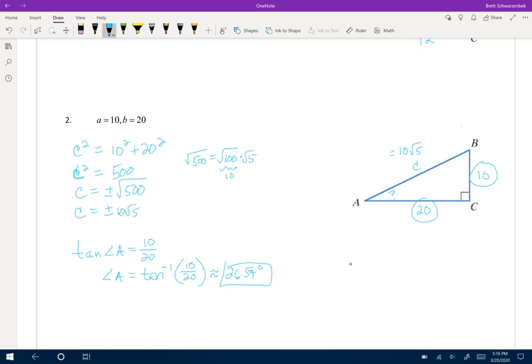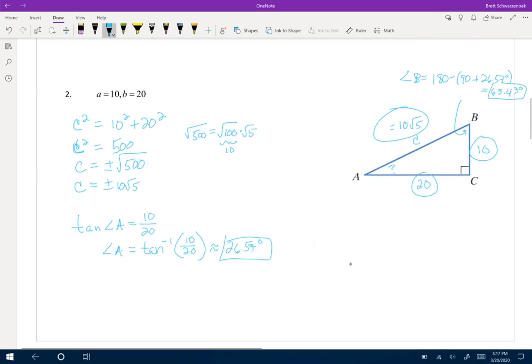Most students would probably tend towards doing 180 minus the sum of 90 and 26.57. This is going to give us 63.43 degrees. You can always check that using trigonometry. You could do the tangent inverse of 20 over 10, which is the opposite of the other one, and that would give you that same amount. So therefore, you do have now all of the pieces that we were looking for in this problem. So these problems are pretty straightforward.